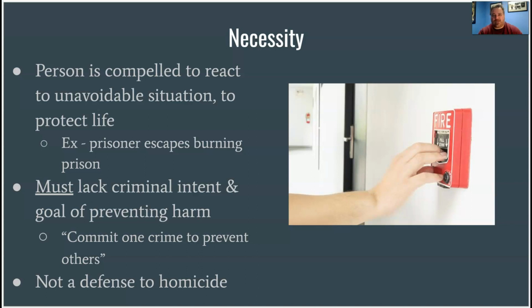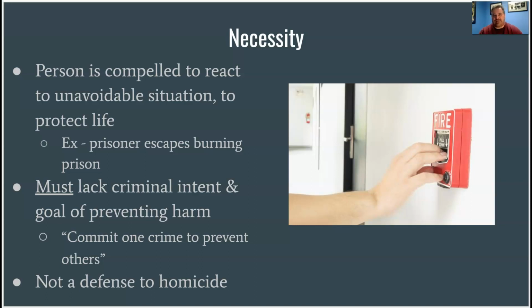One of the interesting wrinkles with the necessity defense is that in general, you have to lack criminal intent, and thus your goal is to prevent harm coming to you or others. Maybe you might commit one crime to prevent another. So, for example, pulling a fire alarm might be a misdemeanor, but if you're pulling that fire alarm to alert other people to some other danger, that might be a defense against the misdemeanor of pulling the fire alarm.